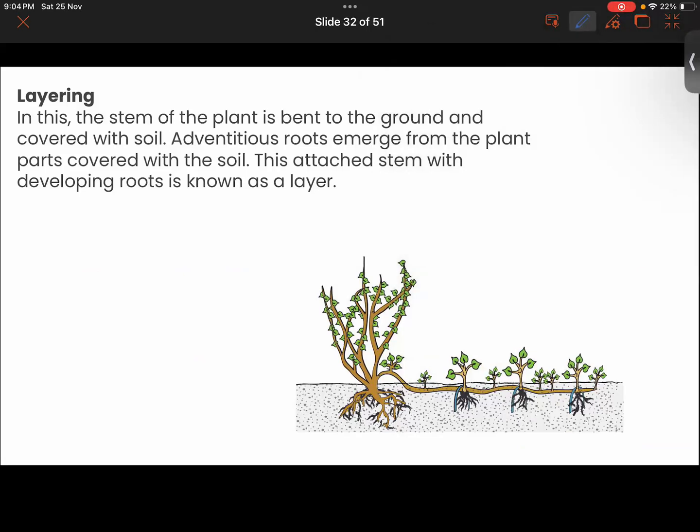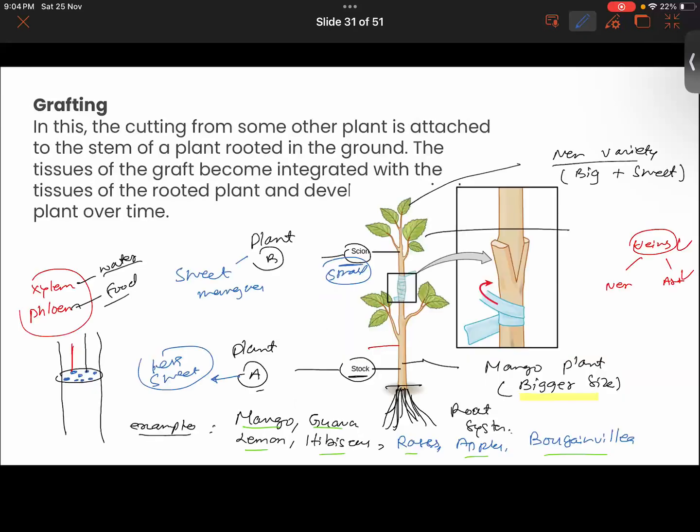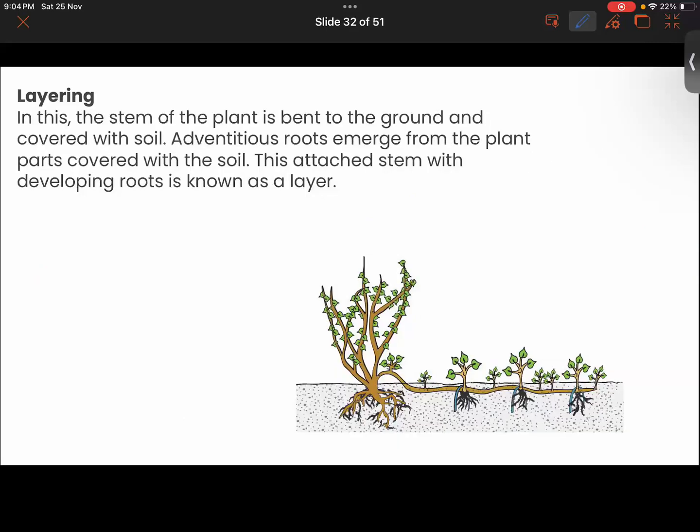So basically, here in grafting, only the scion is changing. The stock remains the same. Scion is changing, right? Exactly. Okay, then we study about layering.